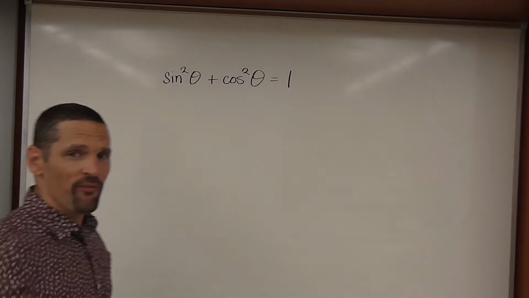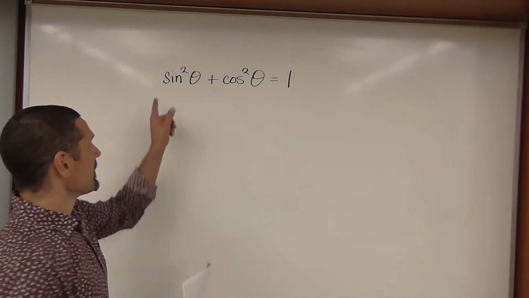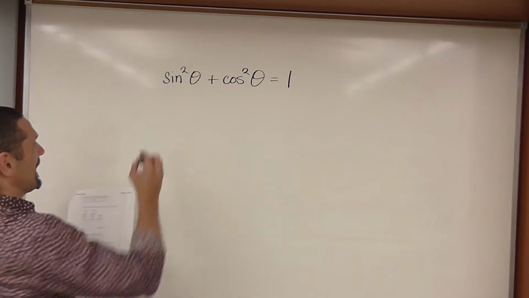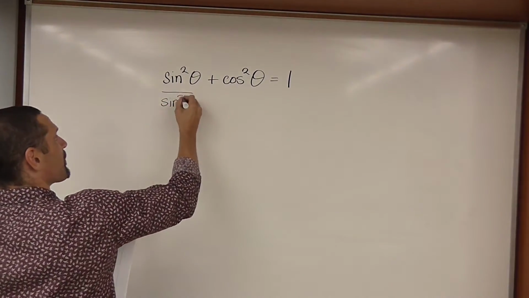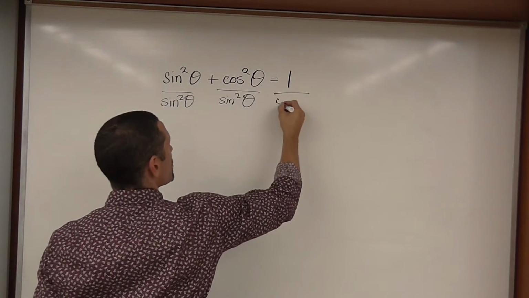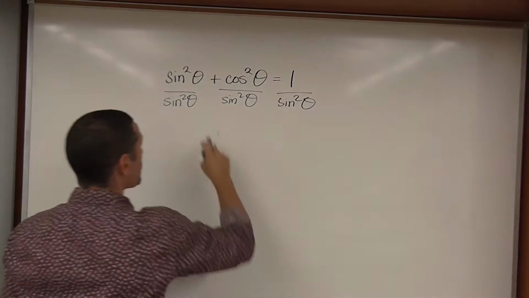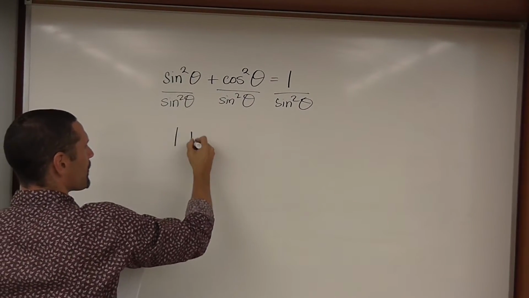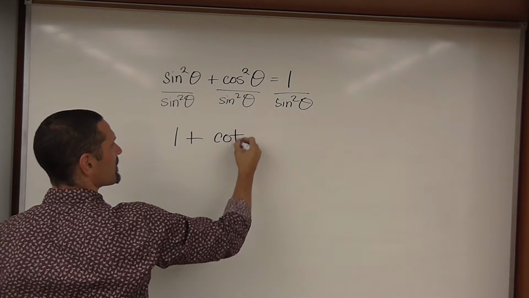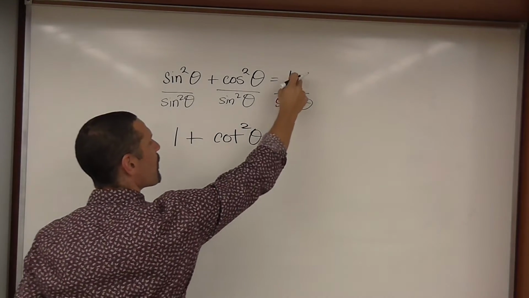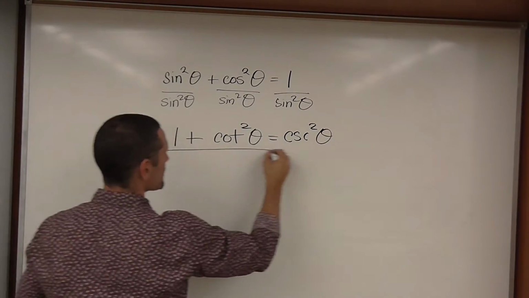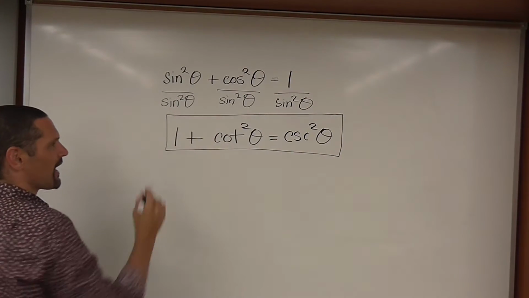If we take our first Pythagorean identity, sine squared theta plus cosine squared theta equals 1, and we divide each and every term by sine squared theta, we're left with 1 plus cosine squared over sine squared, which gives us cotangent squared theta, is equal to 1 over sine squared, which is cosecant squared theta. And here is our second Pythagorean identity.